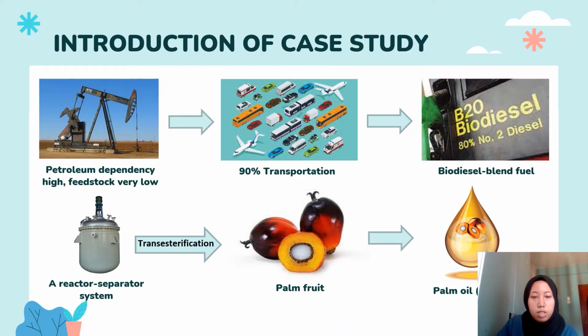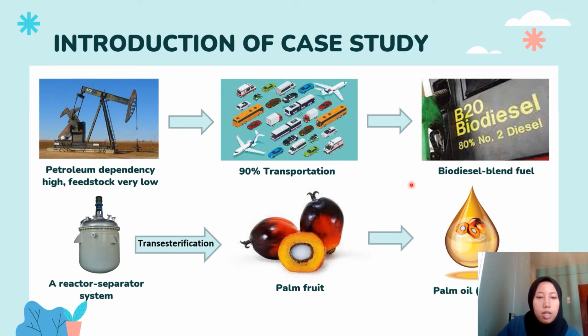First is the introduction of the case study. Nowadays, the level of dependency on petroleum as one of the energy and fuel sources is very high. However, the petroleum feedstock is depleted day by day, and almost 90% of the petroleum is used for transportation. Therefore, one of the ways to sustain the fuel source for transportation is by producing biodiesel blend fuel, also known as B20, in which 20% is from biodiesel and 80% is from petroleum.